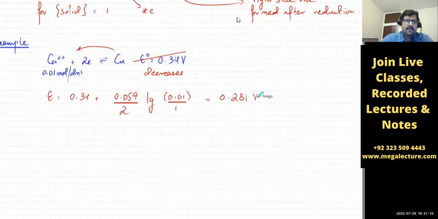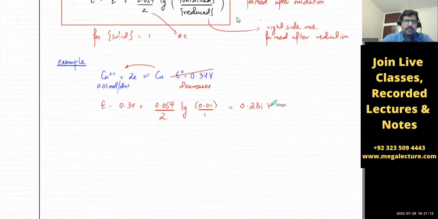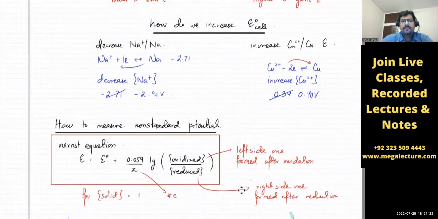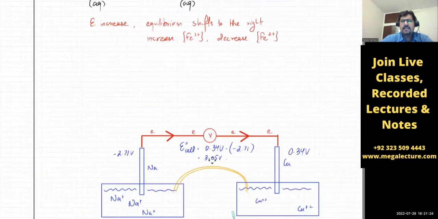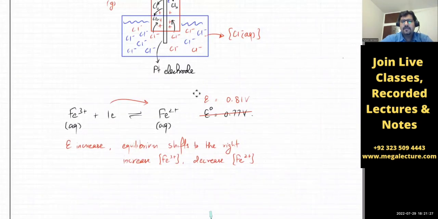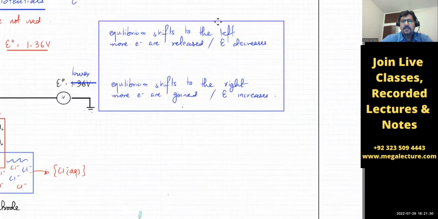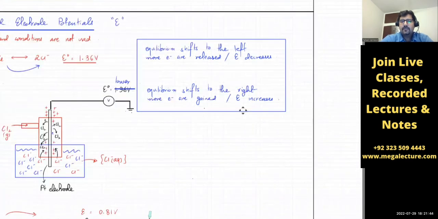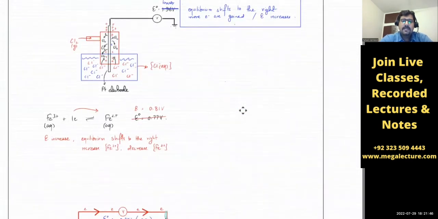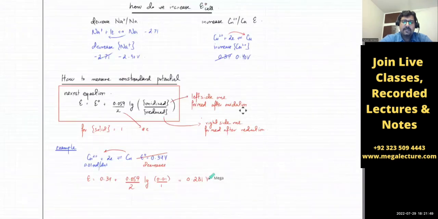Okay, in the same thing, this part. Remember, keep it very simple. This part: if it shifts to the left and more electrons are produced or released, the potential will decrease. If the equilibrium shifts to the right, with whatever you do with the conditions, electrons are gained and the potential will increase. So the equilibrium will shift forward or backward. Plus, you can calculate the new potential.